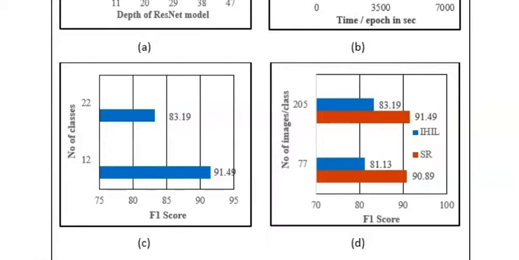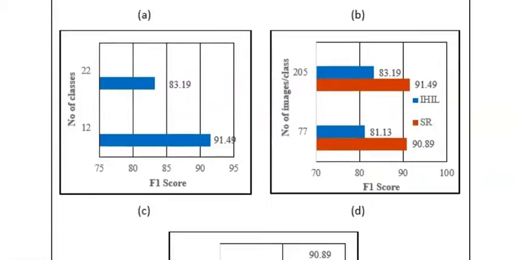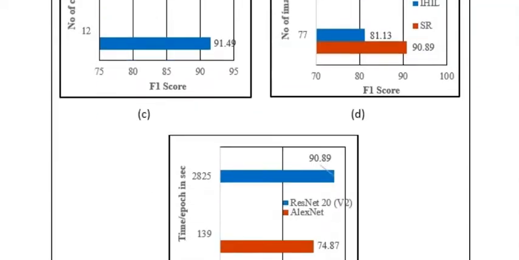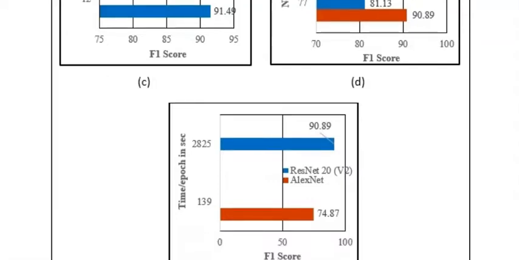The research and analysis gave an insight into how the performance of the deep learning model changes with the number of classes, the number of images in the training set, depth of the classifier, and the computational time in the context of SR and IHIL. We can conclude that the computer vision-based model for health condition detection and analysis of plant diseases and their control in real time will help in increasing the yield of farmers in the near future.